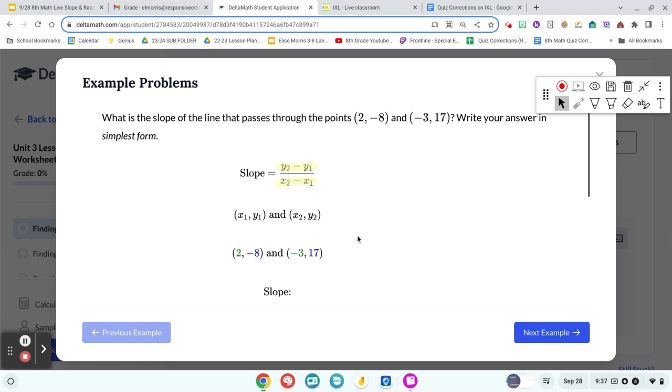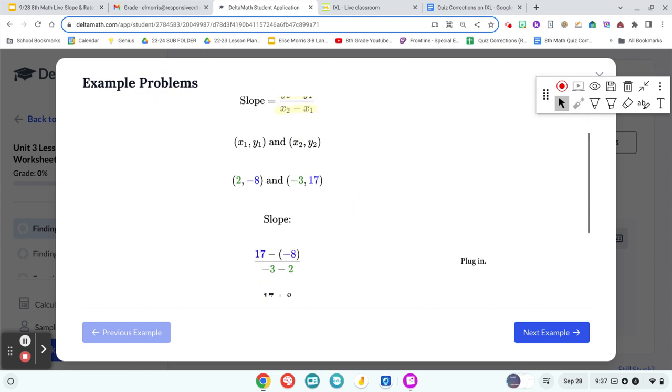We're going to subtract the blue first because those are the y's. So this is what it looks like. 17 minus whatever's there, and what's there is a -8. Then we have the green values, which are the x's on bottom, -3. We're going to subtract whatever's there, and it's 2. So from here, I want you to use your TI-84 calculator.